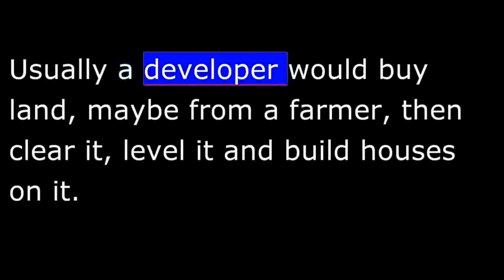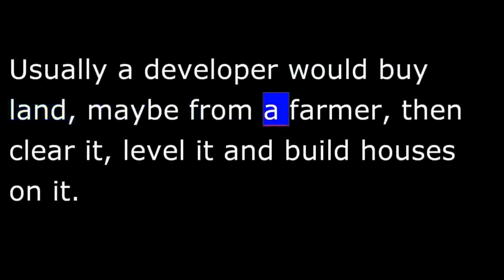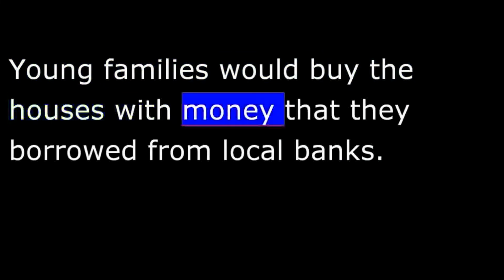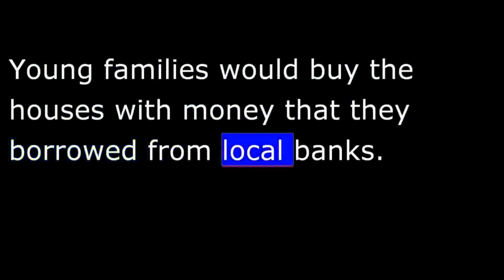Usually, a developer would buy land, maybe from a farmer, then clear it, level it, and build houses on it. Young families would buy the houses with money that they borrowed from local banks.